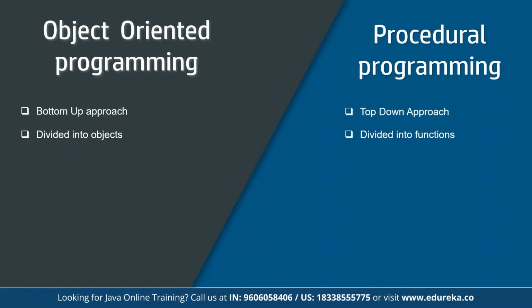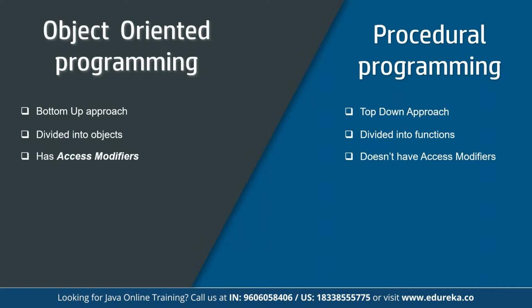We know that in OOPS, the concepts of objects and classes are introduced, and that's why all the main components are divided into objects, which are instances of the classes. Whereas in procedural programming, the main program is divided into small functions, and they are all treated like separate programs for individual smaller programs.